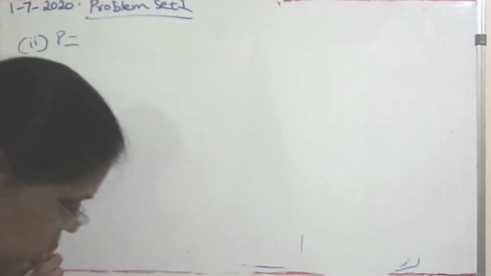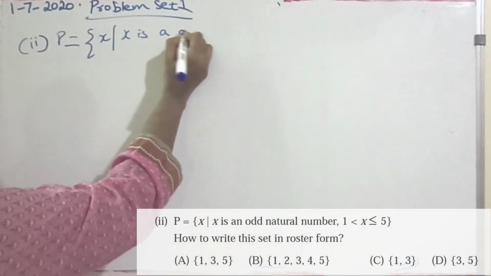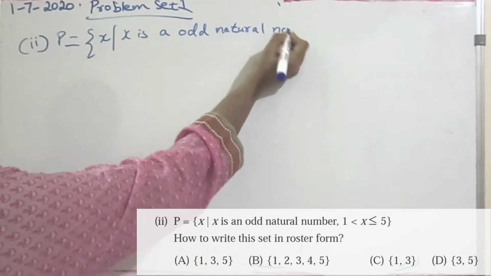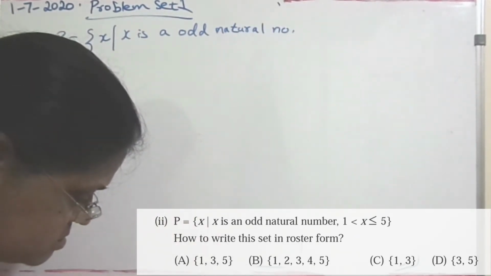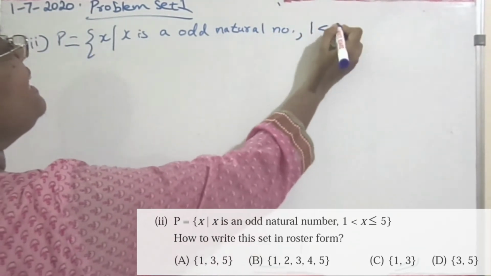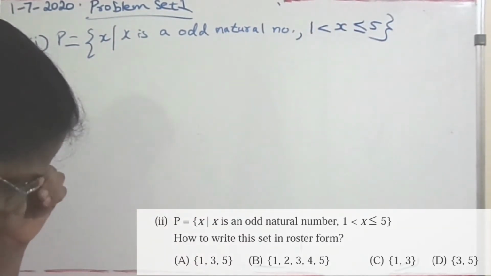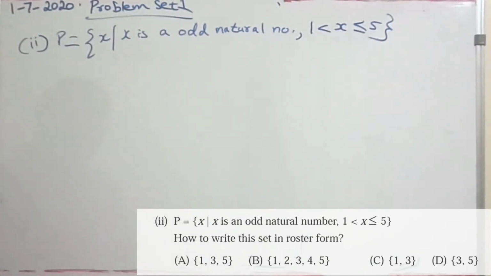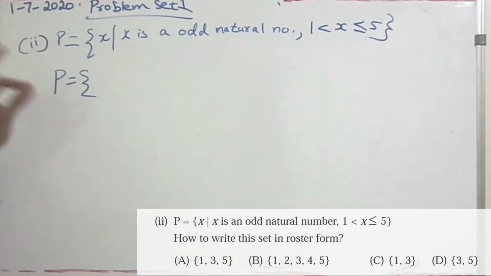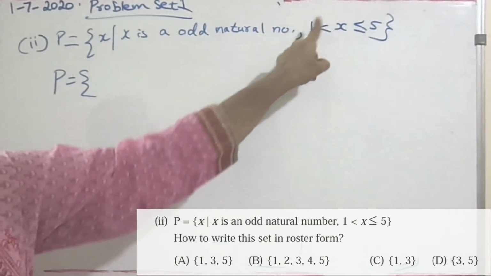P is equal to x such that x is an odd natural number, 1 less than x less than or equal to 5. How to write this set in roster form? Okay. So roster form means listing method. Each and every element gets its importance. Which is the odd natural number which is between 1 and 5?